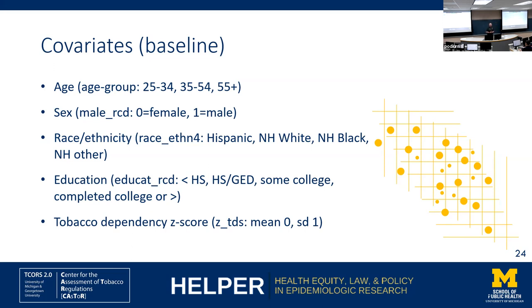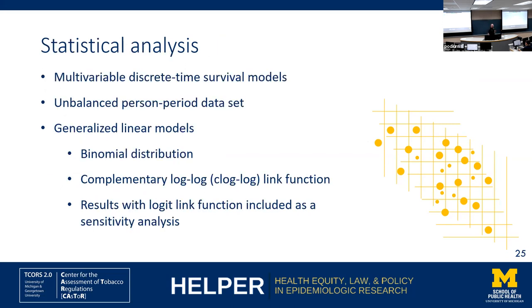Then we have a tobacco dependence Z-score, and it's set up as a Z-score, so there's a mean of zero and a standard deviation of one. This is just to show you what these multivariable models look like. So those are the covariates at baseline.